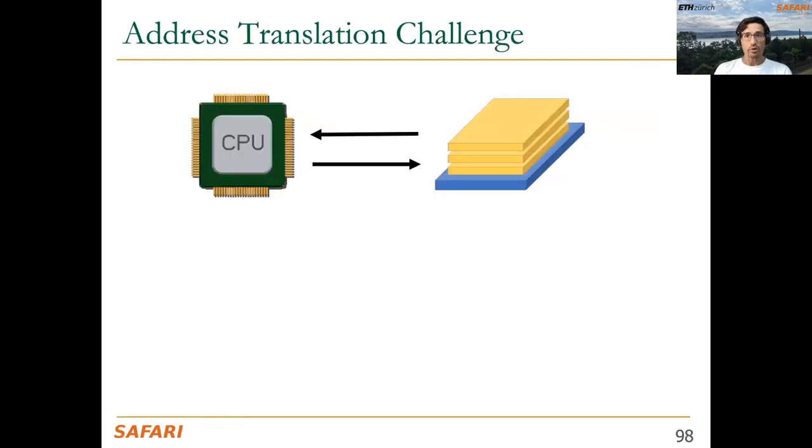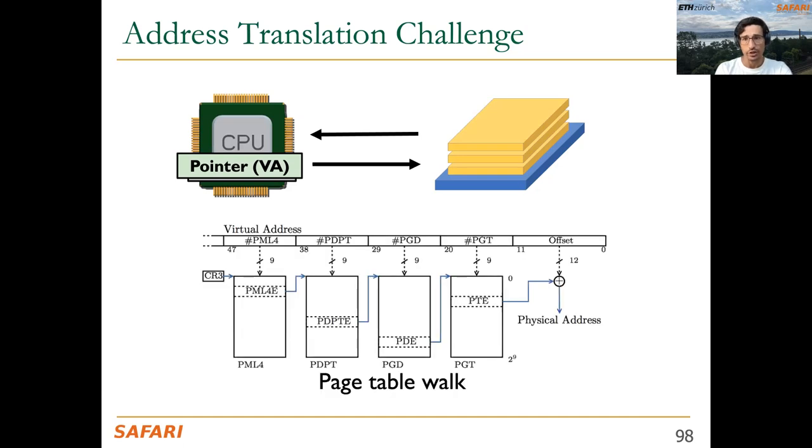But there is another important challenge here, the address translation challenge. Normally, in conventional CPUs, we have a memory management unit with a TLB that receives pointers in the virtual address space and performs the translation. To do the translation, it needs to do page table walks. And these page table walks go through different page tables until they perform the address translation. And in the end, one pointer in the physical address space is obtained.